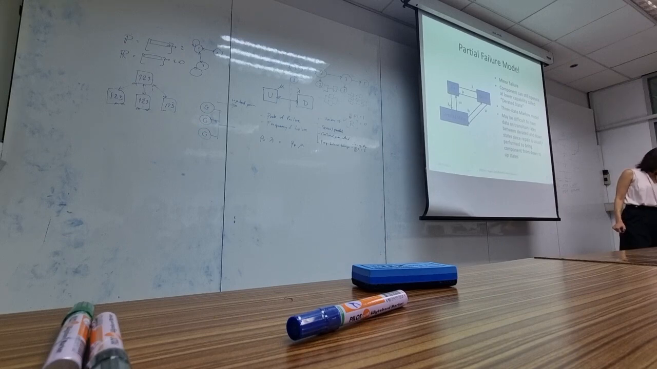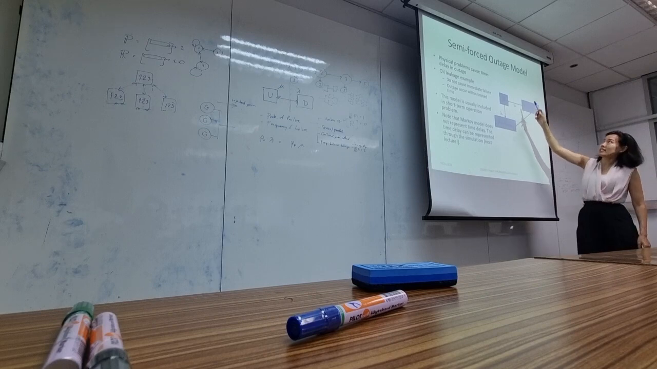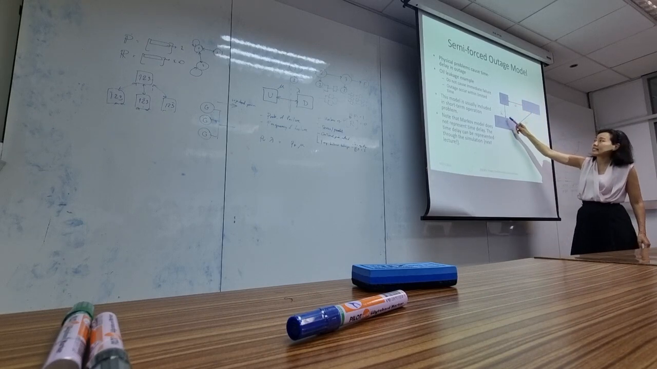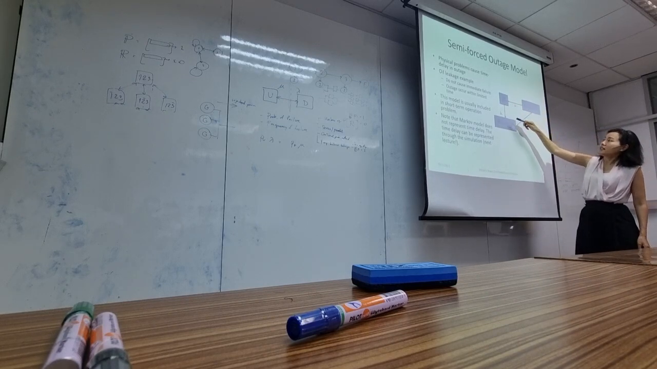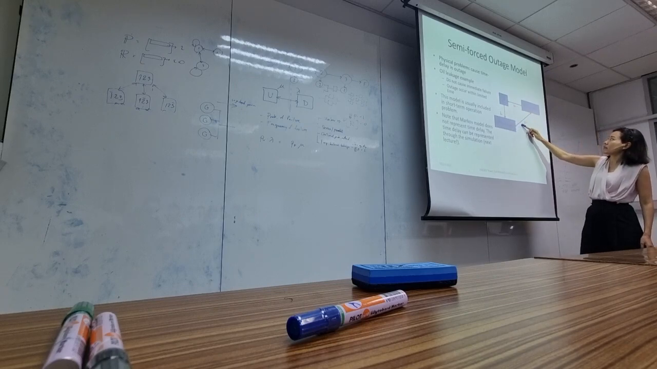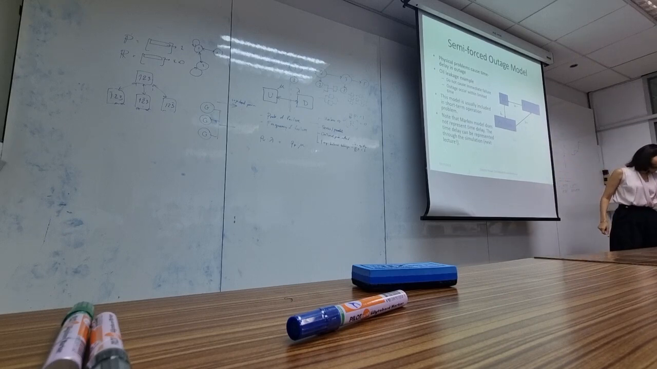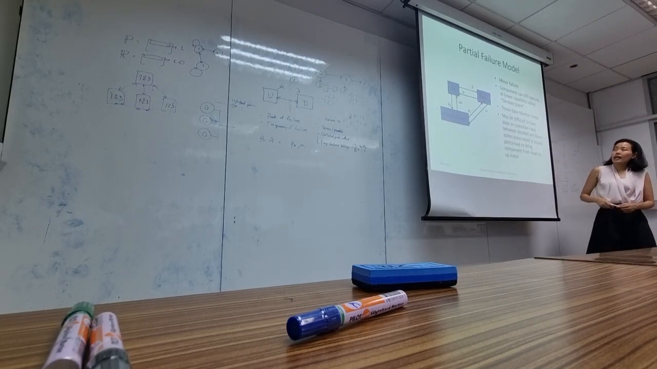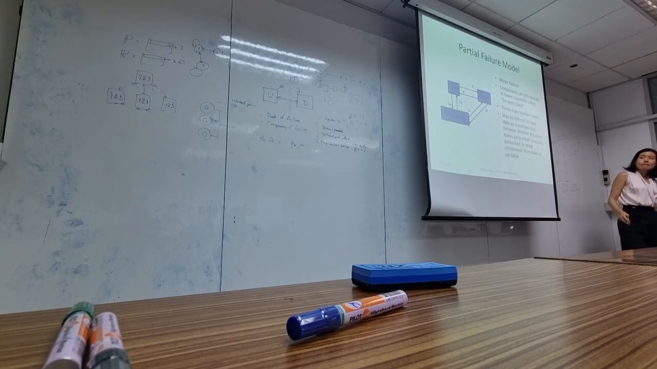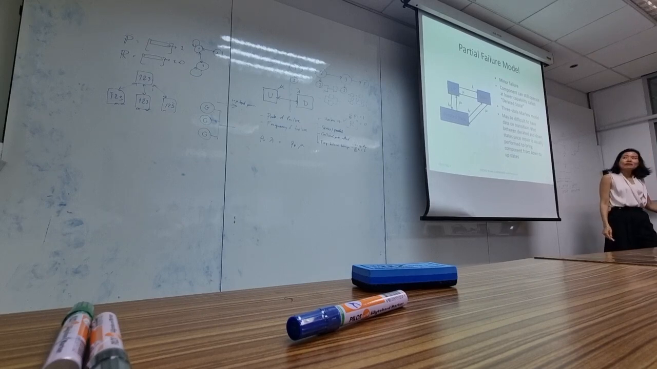Okay, this one is interesting because for this delay, for this semi-forced outage, it's like having a delay time right here from the up to the pre-outage, and then you go to the force down, right? But for the partial failure mode, what it means is that if your component has some minor problem, that problem causes you to change the output of your capacity.